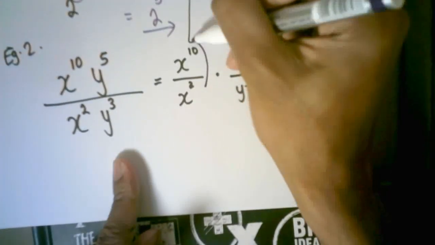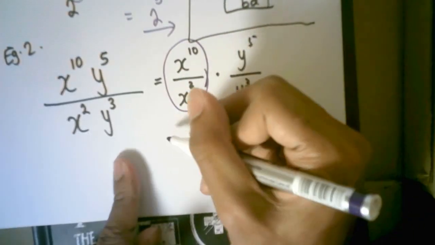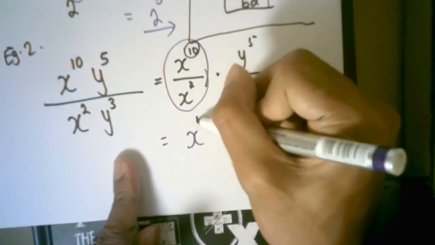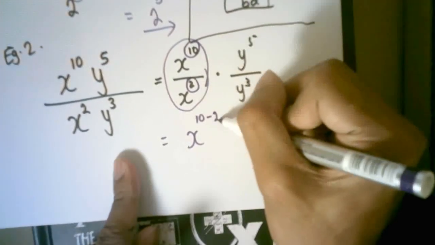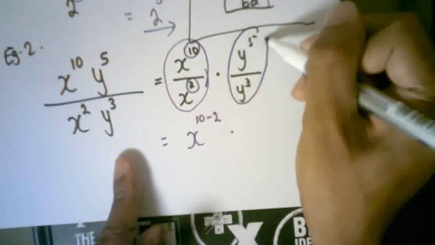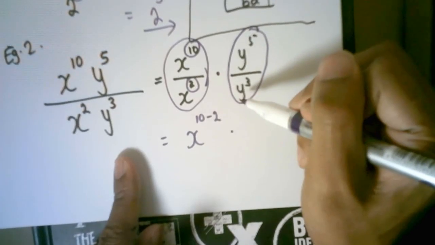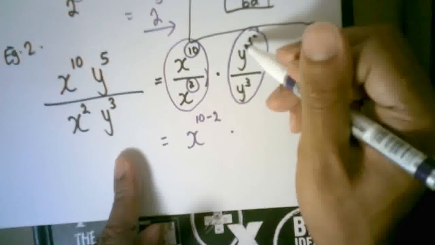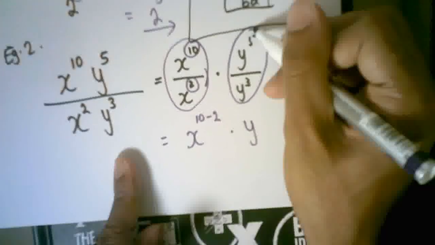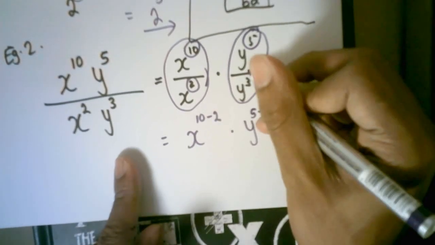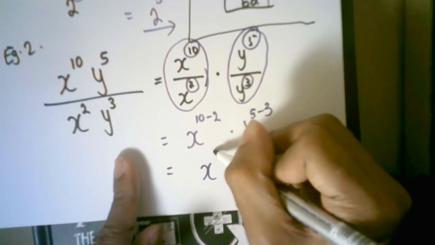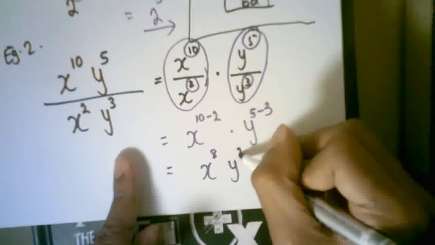Right, so we have x raised to the power of 10 over x squared, which is equal to, I'm going to keep the common base, which is x, and we'll take the exponent on the top, 10, minus the exponent at the bottom, which is 2, times, now I'm going to look at this fraction, which is y raised to the power of 5 over y cubed. I'm dividing, and the bases are the same, so I keep the common base y and I subtract the exponent. First, the first exponent, which is 5, minus the second exponent, which is 3. And that is equal to x raised to the power of 8, y raised to the power of 2.